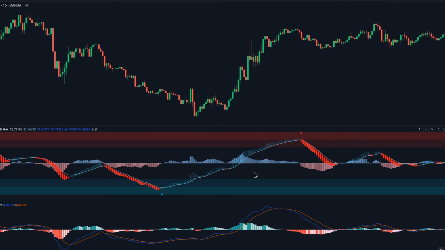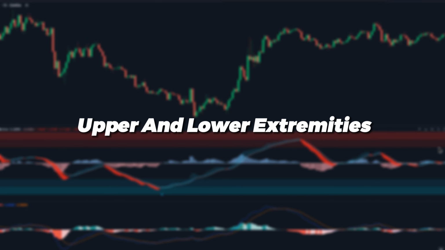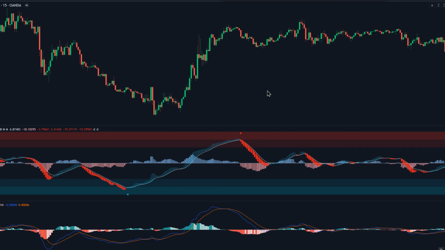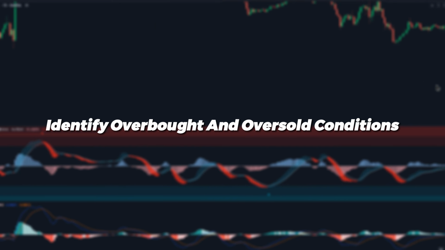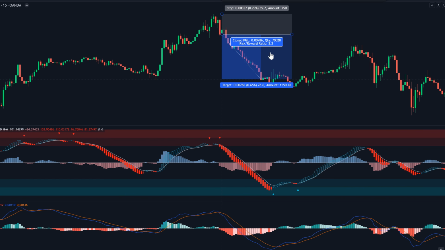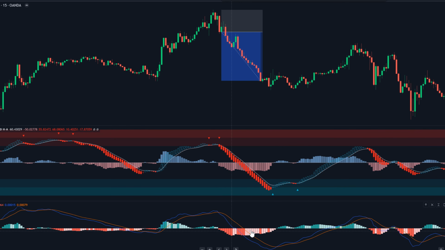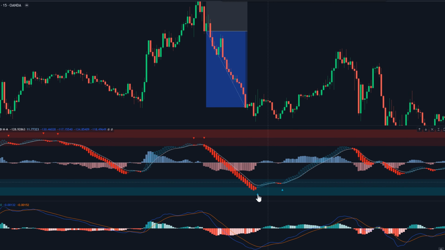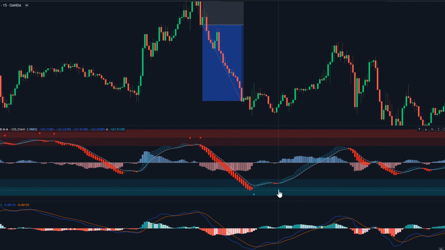Now, as opposed to the traditional MACD, the standardized MACD also includes horizontal levels at the 100 mark and the minus 100 mark to serve as the upper and lower extremities for this indicator's analysis. This basically gives the standardized MACD the ability to be used to identify overbought and oversold conditions in the market. As you can see, right here when the MACD line entered into the overbought level, a red downward arrow was printed, indicating a potential entry point for a short position, something that wouldn't have been available on the traditional MACD. And then here, the market pushed the MACD line into the oversold level, and then a blue upward arrow was printed, indicating a potential entry point for long position.